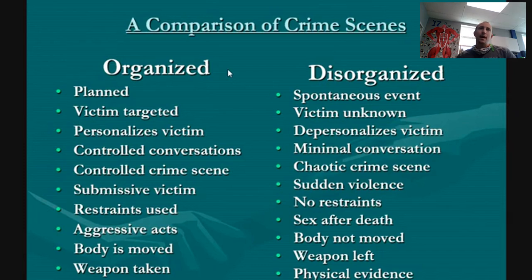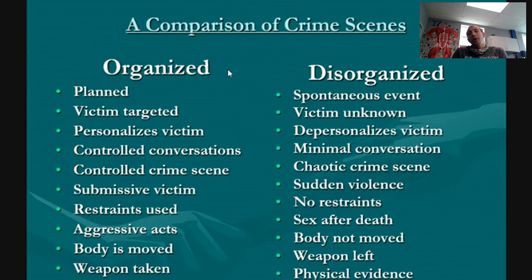So again, disorganized killers are not going to be trying to cover their tracks. They're out in the open saying, this is what I'm doing. I don't really care about cleaning up after myself. So those are some of the key differences between organized and disorganized serial killers.